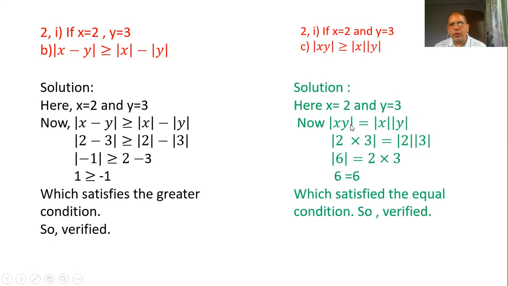In the place of x and y, write down 2 and 3. Absolute value of 2 times 3: 2 absolute, 3 absolute, 2 into 3 is 6. Now 6 is equal to 6, so the equal condition is satisfied, verified. These are not complicated, so you only need the absolute value sign; then you can substitute and verify. Either of the two conditions will be satisfied there.